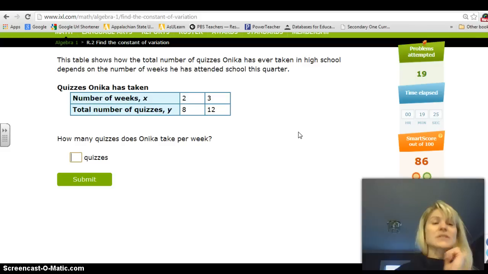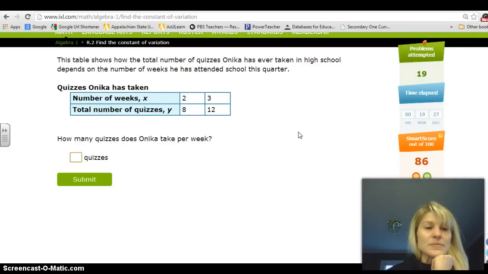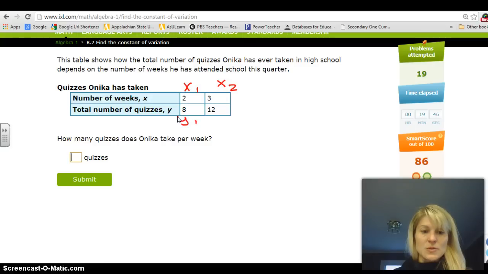If I look at this type of example, the table shows the number of quizzes Annika has ever taken in high school, and it depends on the number of weeks she's attended this quarter. So they actually tell you here, X is your number of weeks and Y is your quizzes. So we could say this is X1, X2, and then we could say this is Y1, Y2, because they gave us that as X and Y's. So we want to know how many quizzes does she take per week, okay? So we want quizzes per week.